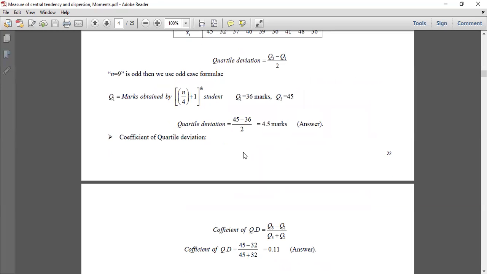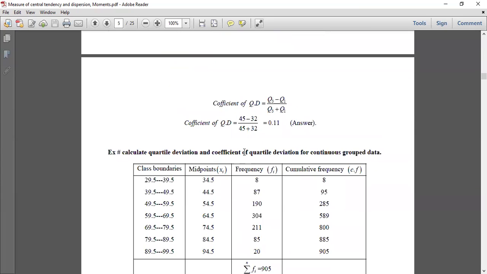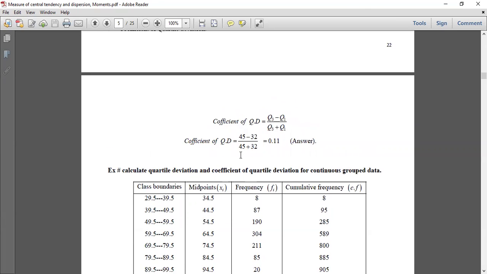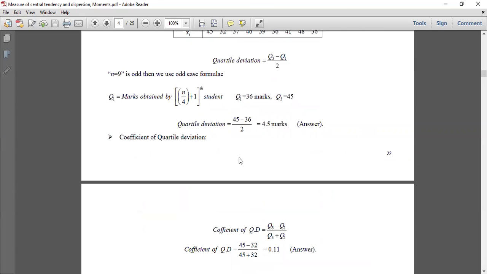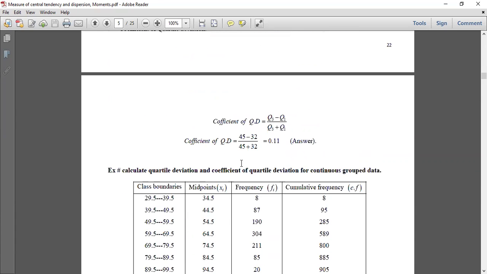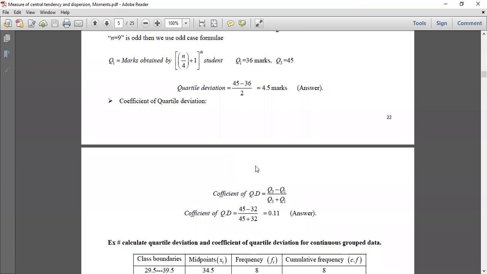No need to sort the data because it cannot be sorted. N plus 1 by 4, the second term. If I count 1, 2, 3, 4, 5, 6, 7, 8, 9, 10, then 10 by 4 is 2.5, which means the third.